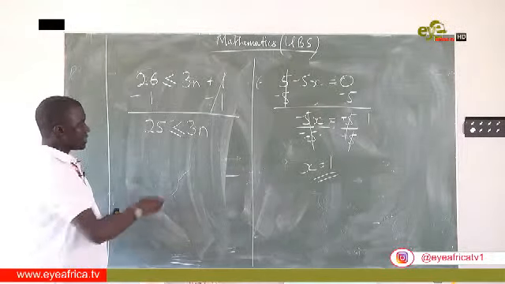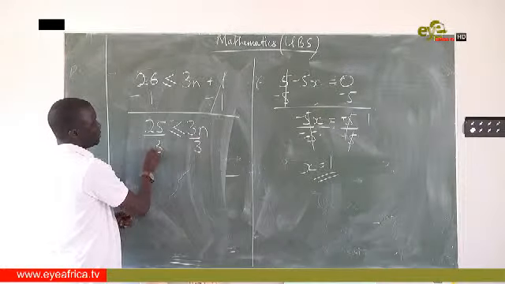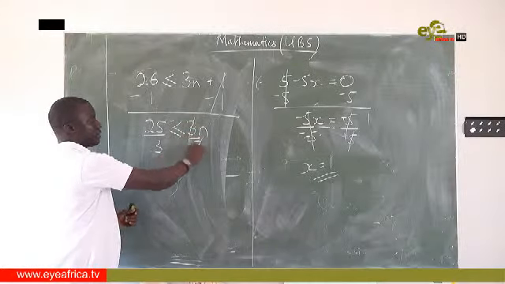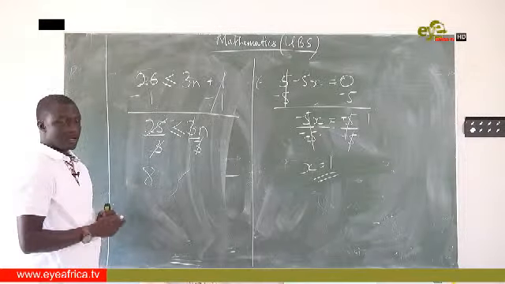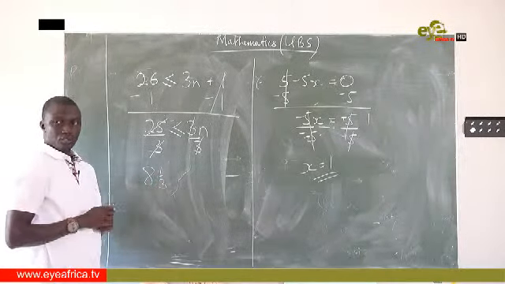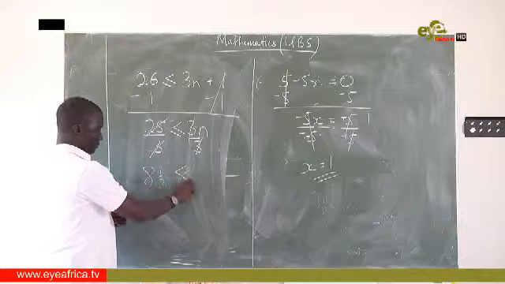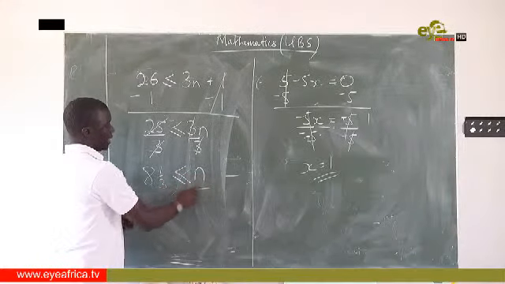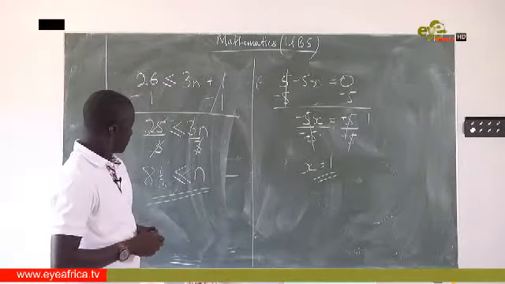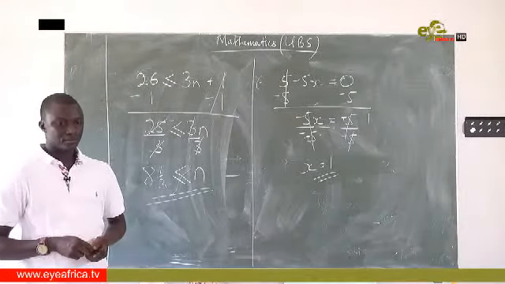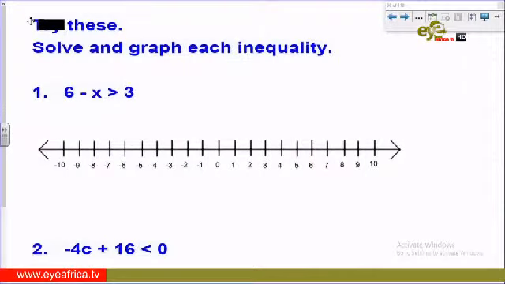All we need to do here is divide both sides by 3. 3 cancels 3, obviously. 3 goes into 25 8 times, remainder 1, so 8 and 1 over 3 is less than or equal to n. That is the solution to our inequality. Try this. Now we will try this by solving and plotting. We'll solve and graph our answer on our number line.